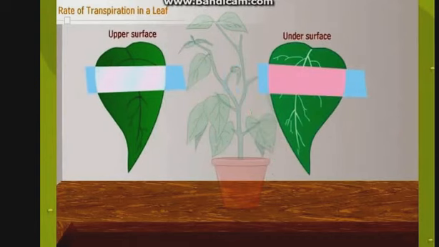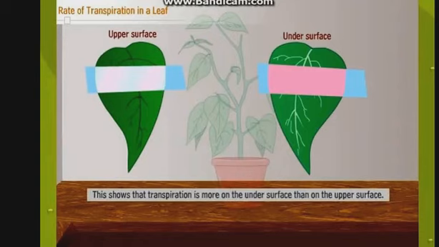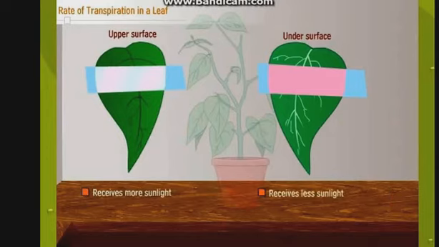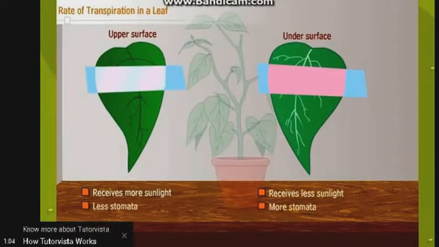What do you see? The strip placed on the lower surface turns more pink than that on the upper surface. This shows that transpiration is more on the undersurface than on the upper surface. Do you know the reason for this? The upper surface gets more sunlight, and the plant would lose most of its water if the number of stomata on both the surfaces were the same. Though transpiration is essential for plants, they also adapt themselves to minimize the water loss through transpiration.